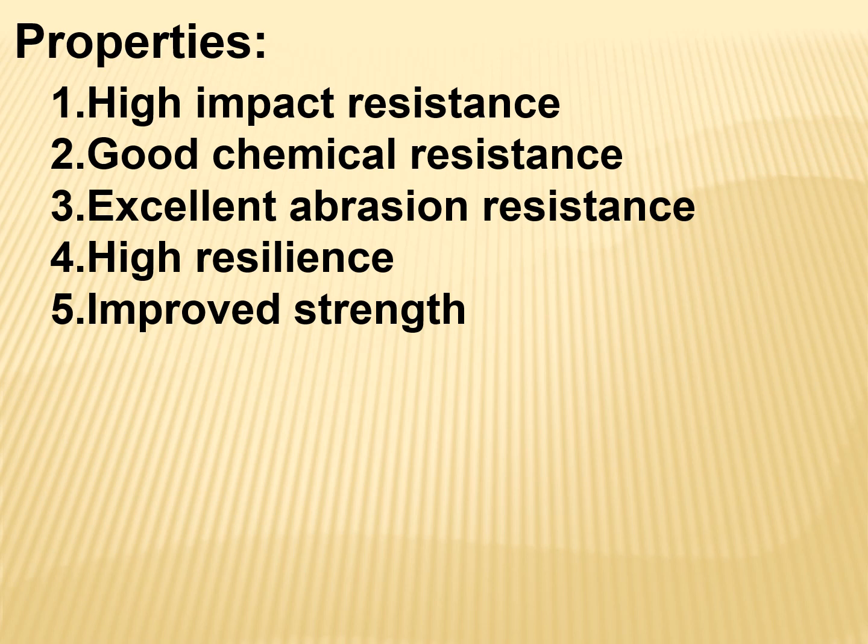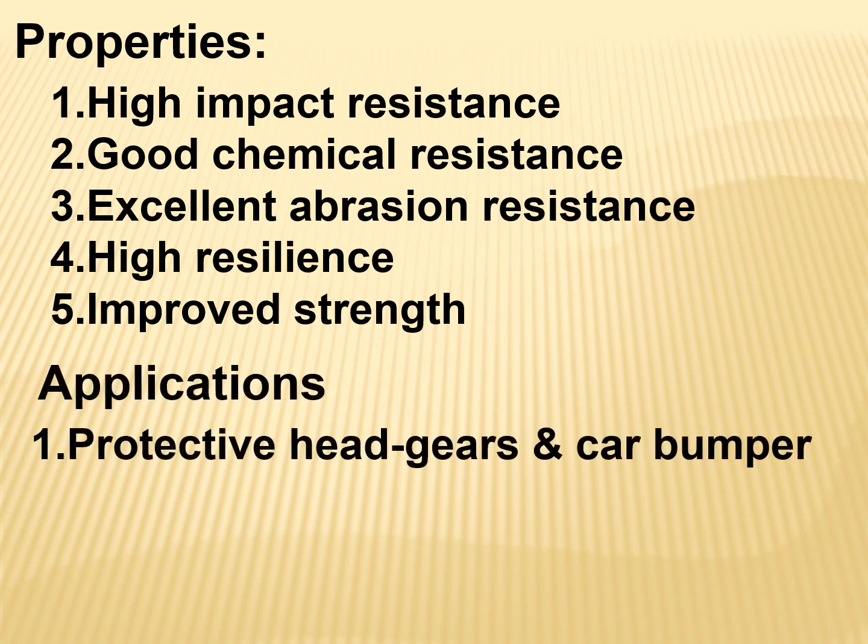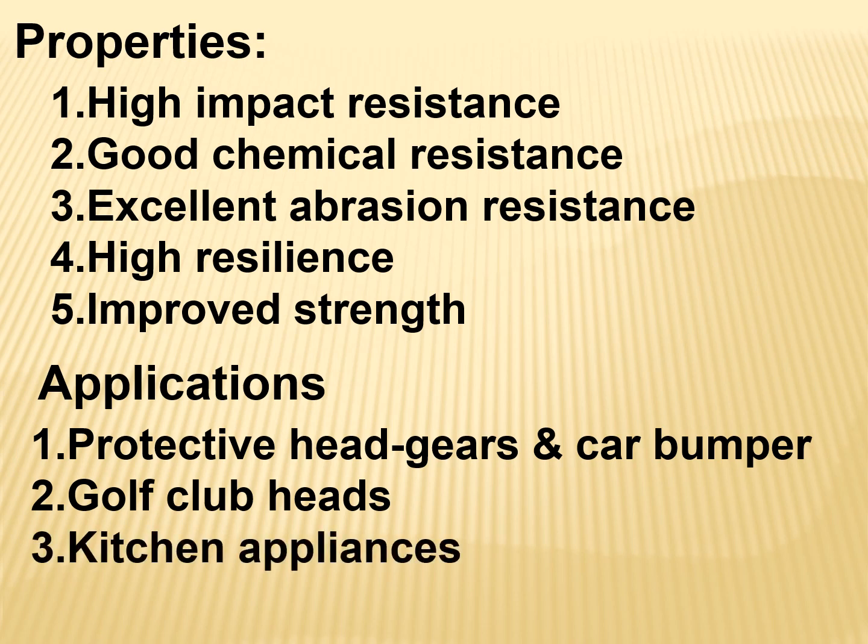Now these properties give ABS some special applications. What are these applications? Protective headgears and car bumpers. In a car, the bumper is the portion most vulnerable to impacts, isn't it? Impacts or abrasion happen mostly on the bumper. The car bumper is made of ABS polymer. Golf club heads require a lot of strength, so you need ABS copolymer. Kitchen appliances, then computer parts, for example keyboard caps, are made of ABS copolymer because you are constantly pressing on them. A lot of impact and abrasion happens on them, so you require a very strong material like ABS.